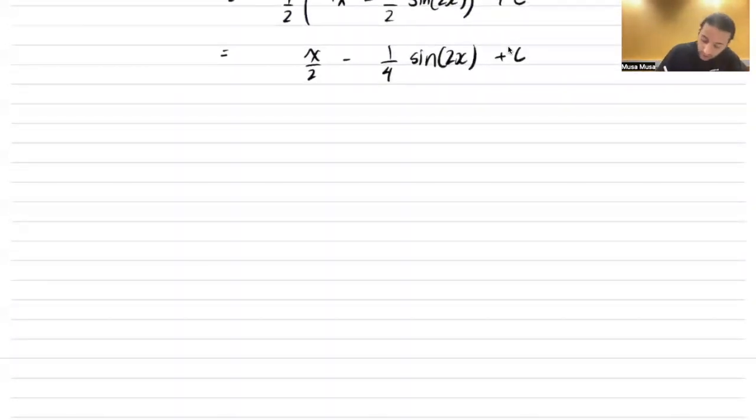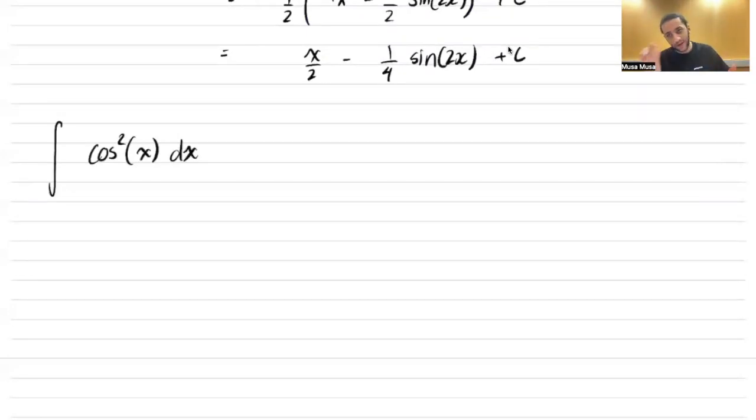Alrighty. Can you have a go using the formula at the bottom of your reference sheet? It's on the bottom of page 2, I believe. Okay, to integrate this. It's pretty easy. So just have a go. Pause and then unpause.